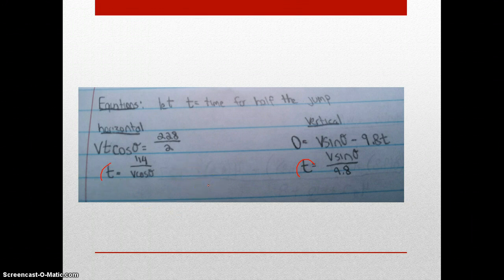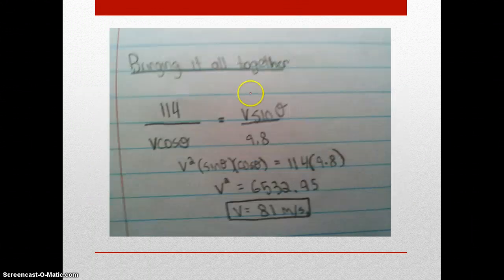So what we do next is bring it all together. We let those two values equal each other. So 114 over v cosine theta equals v sine theta over 9.8. So right now it's just a proportion. So you cross multiply and get v squared times sine theta times cosine theta equals 114 times 9.8. So v squared equals 6,532.95, and once you take the square root of that, you get 81 meters per second.